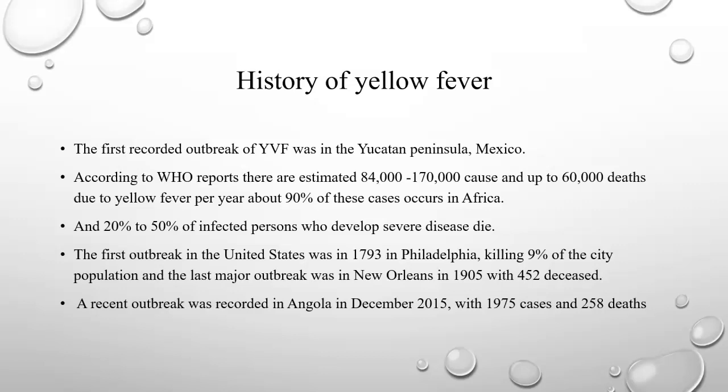When it comes to the United States, the first outbreak was in 1793 in Philadelphia, where the virus killed 9% of the city population. The last major outbreak was in New Orleans in 1905 with about 452 deaths. According to what I read, the last major outbreak was mostly related to military soldiers that went to Mexico. When they came back, some of them were infected by yellow fever. A recent outbreak was recorded in Angola in December of 2015 with about 1,905 cases and 258 deaths.